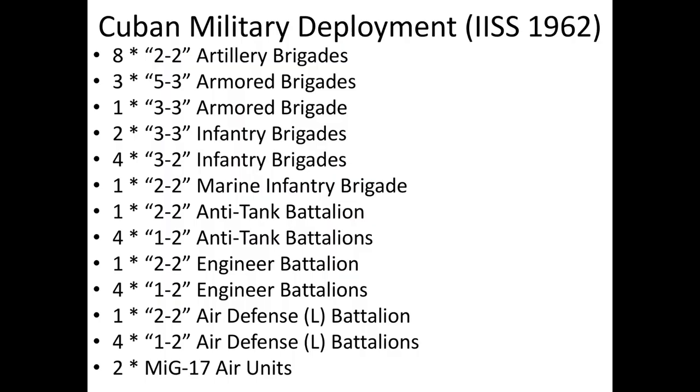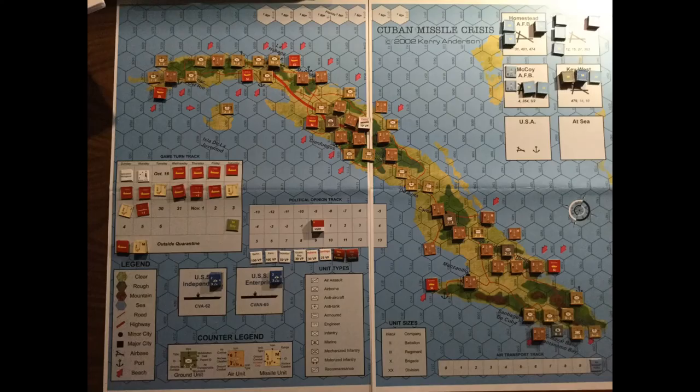Now, the Cuban military's forces in the game are much higher than what I allow the Cubans to deploy. I use the International Institute for Strategic Studies Military Balance of 1962 to estimate how many forces they had, and I confirm that with other sources. So this is what they can deploy on the map. So this is what a deployment would look like.